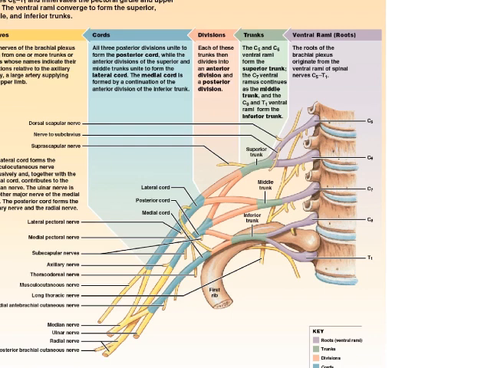So if we take a look back here, we can see that we have 3 trunks, the superior, the middle, and the inferior trunk. And those are coming off of cervical spinal nerves C5 through T1. So C5 and C6 come together to make the superior trunk. The middle trunk comes from C7, and then the inferior trunk is formed from C8 and T1.